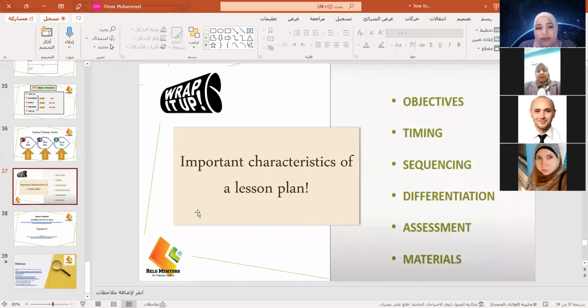Assessment by the end of the lesson, and the material resources are designed and chosen according to the objectives of the lesson. So when we identify the objectives of the lesson, we can understand how to deal with the material, or what material we need.